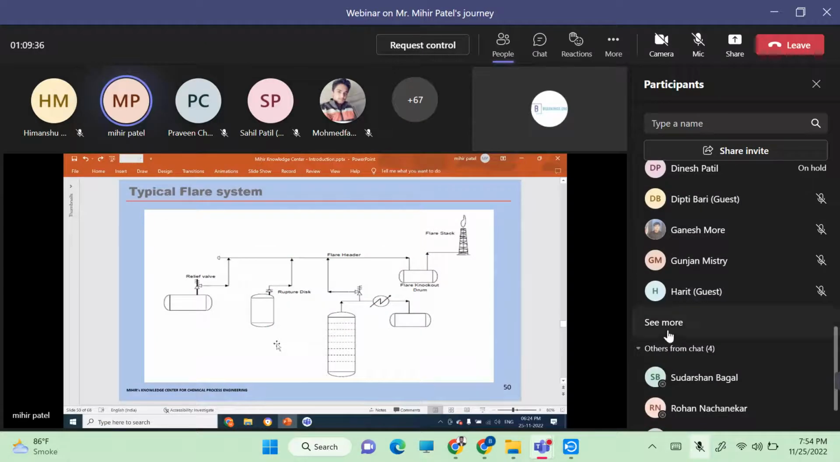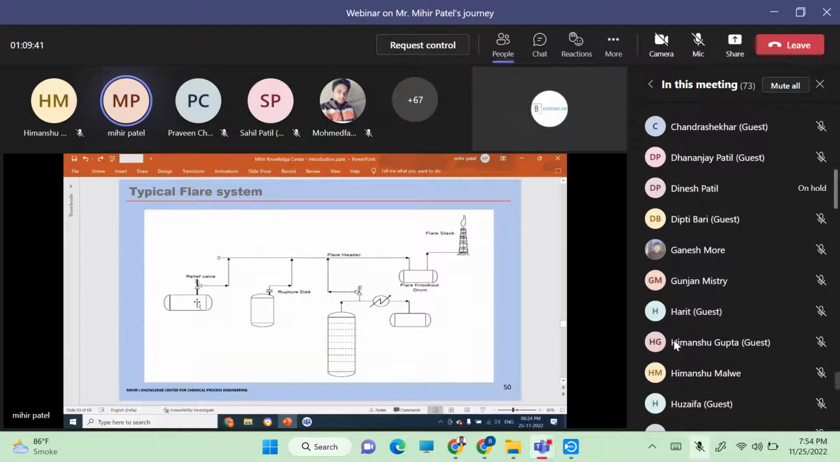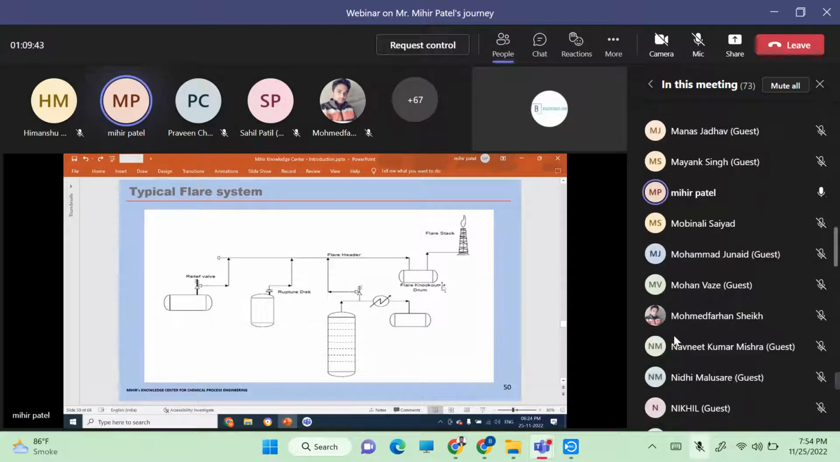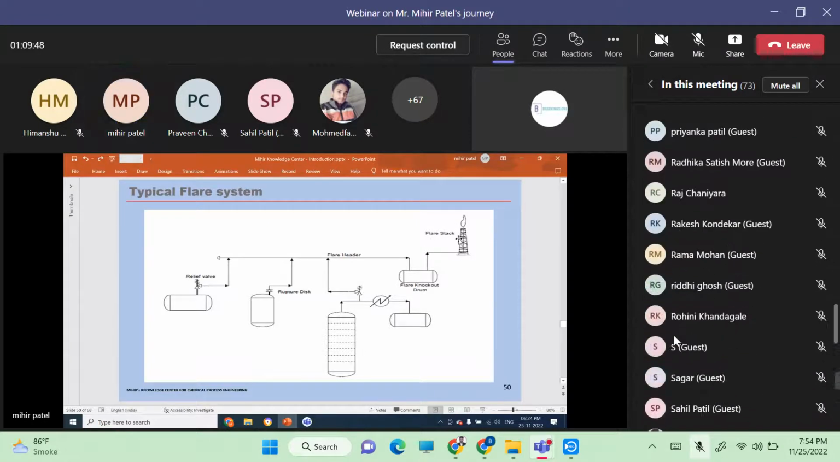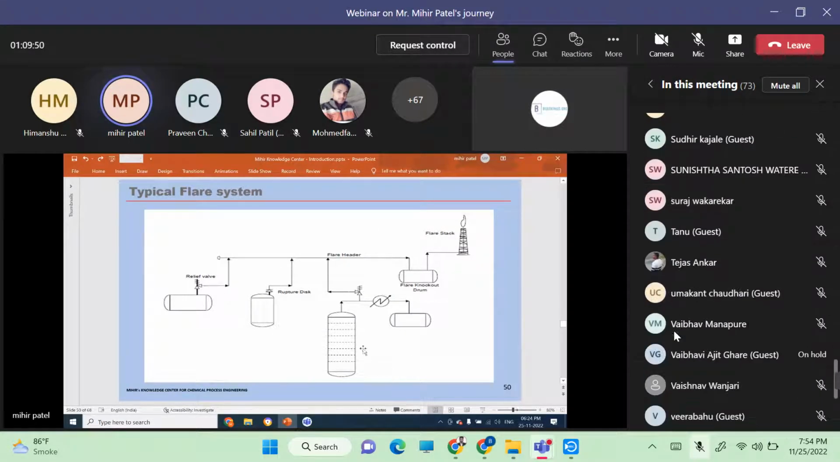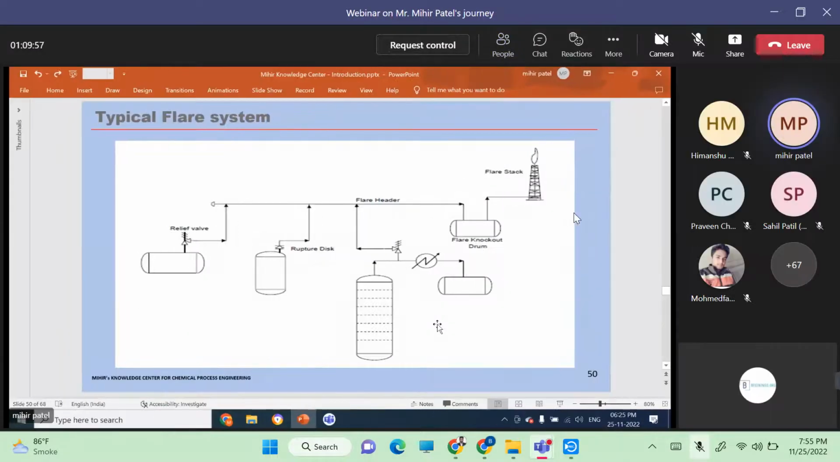Now, typical flare system, this is a safety system. So wherever relief valves and rupture discs are there, this is the typical system. Flare headers are there, flare KOD is there, knockout drum, and finally the flare stack. This is a typical safety system. It is a very important system for large refineries, petrochemical plants, so that you do not put into atmosphere any unburned hydrocarbons, etc., which can cause flammable clouds in the area, which is very dangerous. So that's why the flare system is a safety system basically.